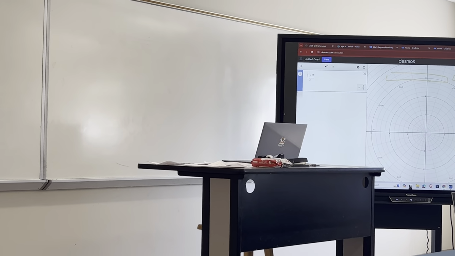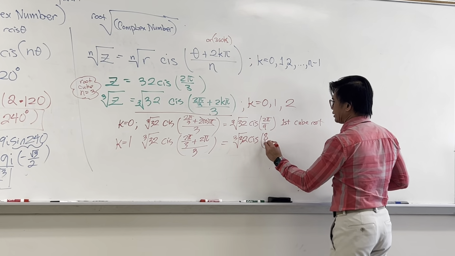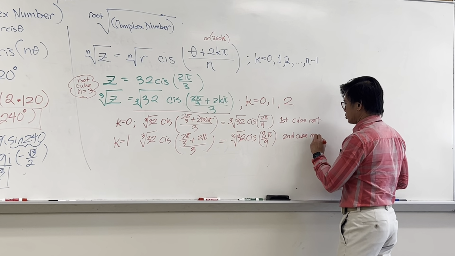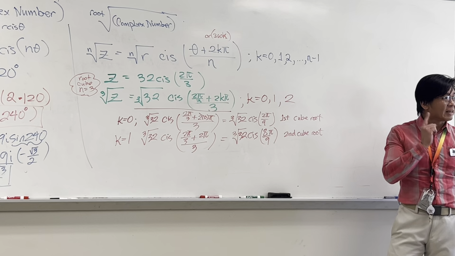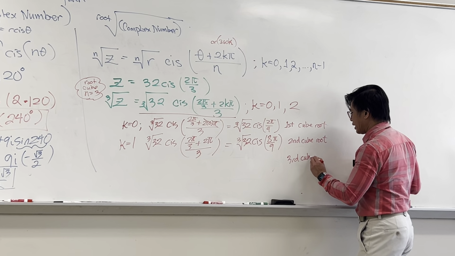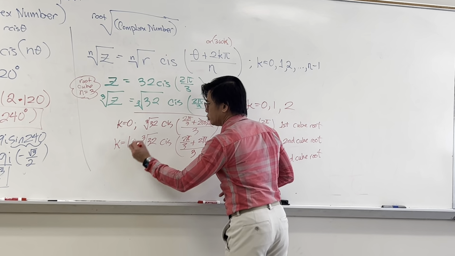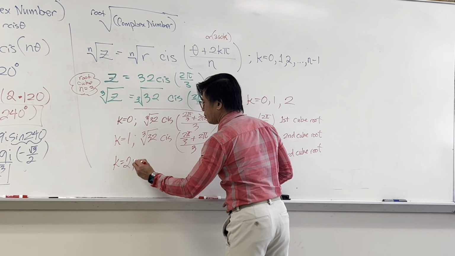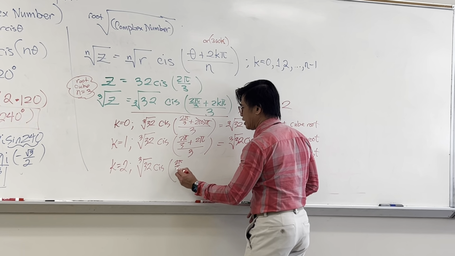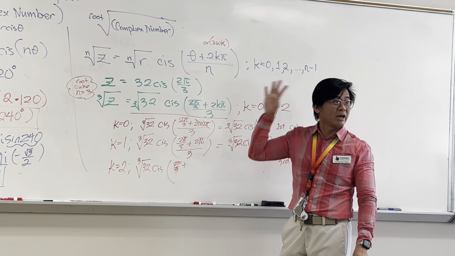Cube root of 32, cis, what's this again? 8/9 of a pi. That's the second cube root. And lastly, we're going to work on the third and the last cube root, right? So what's the third and the last cube root? That is when k is equal to 2. So let's do it in here. K is equal to 2, just the same. Cube root of 32, cis, once again in here, 2 pi over 3, plus, what's this? 2 times 2 times pi, which is what? 4 pi, right? Okay.